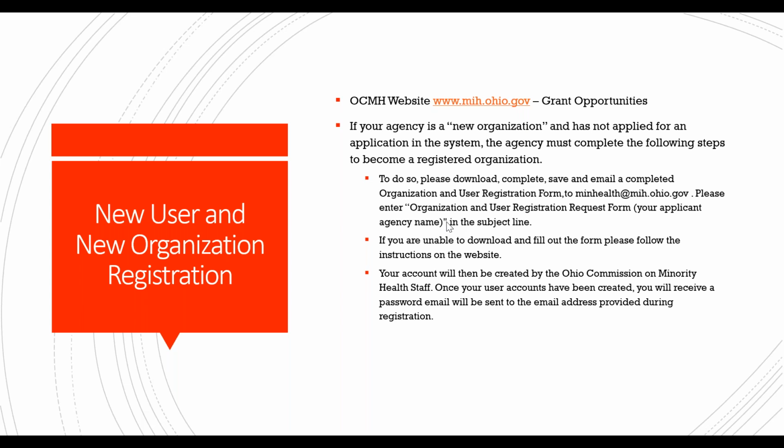You will then fill out the information for the 3 users that will use your website, that will have access to the website. This will be your executive director, your fiscal officer, and your program director or coordinator. You will fill out this form and save it to your computer. You will then email the form to minhealth@mih.ohio.gov.